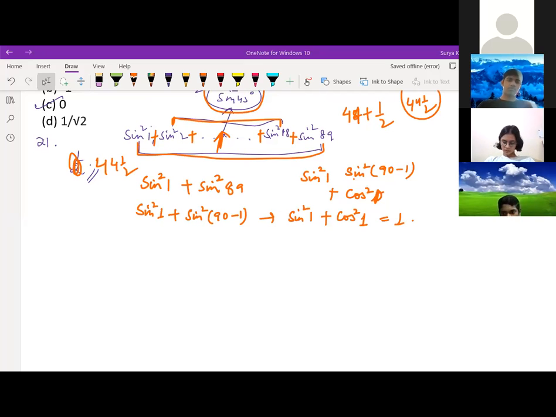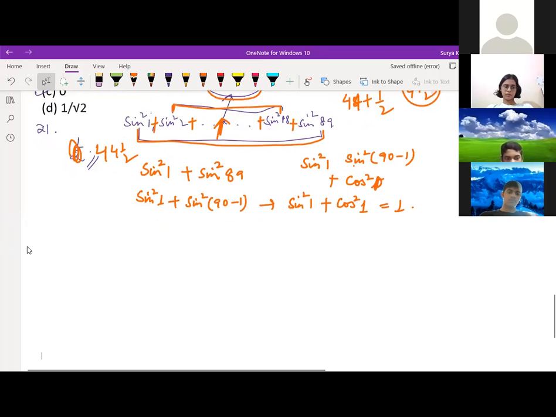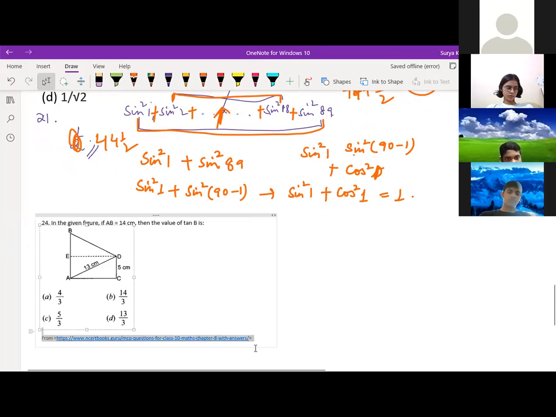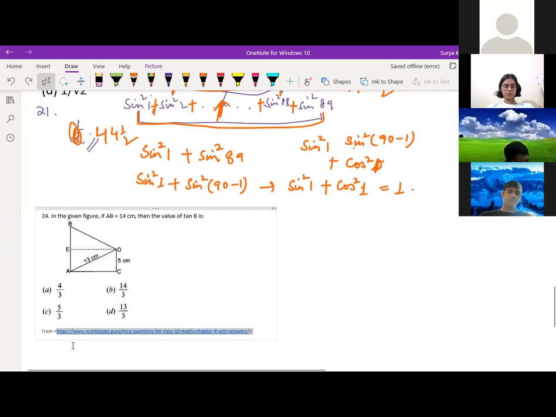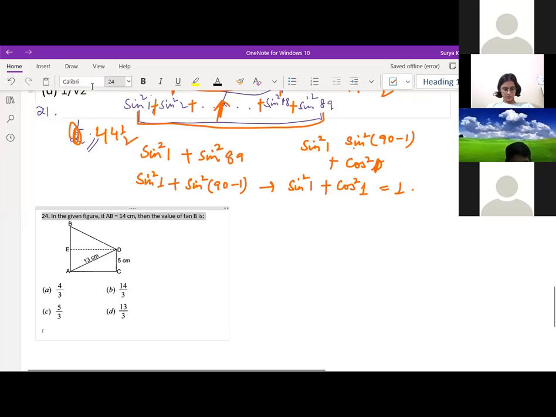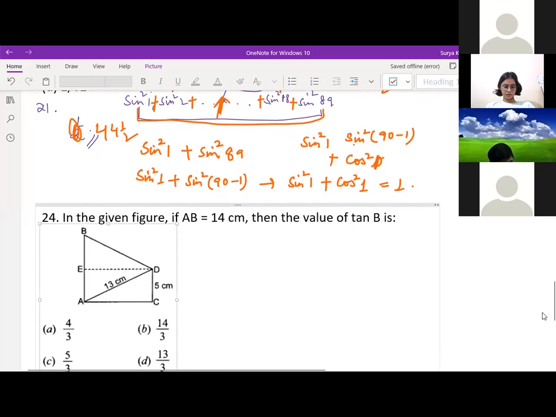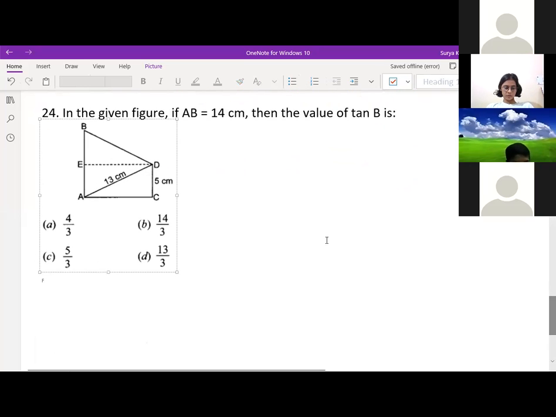Match the following. Side opposite to this is that. What is this? What is that? This is quite a nice question, but you can do it easily. See the question over here. In the given figure, what is the answer? Put it in the chat box. What is the answer for this? Tan B is equal to what?